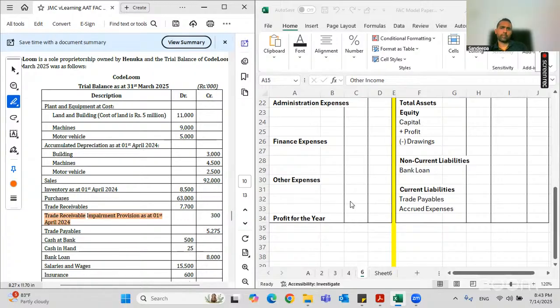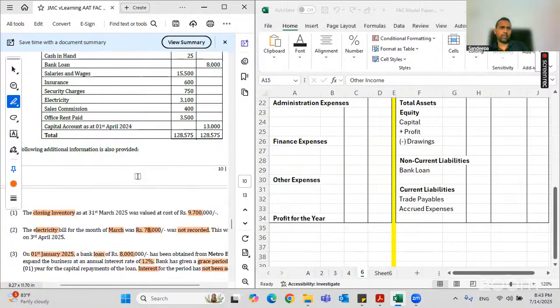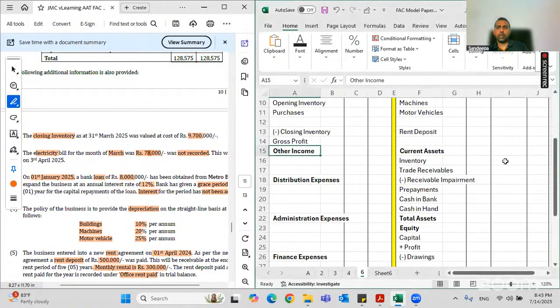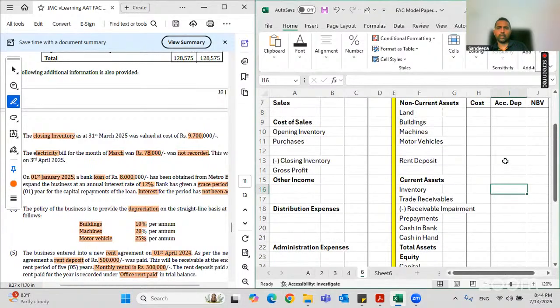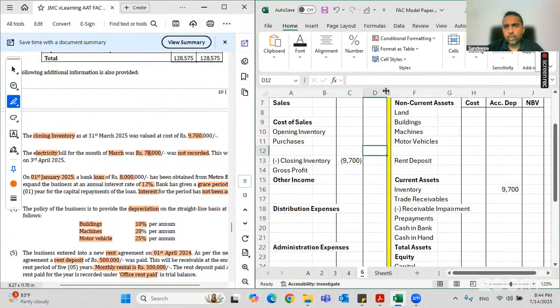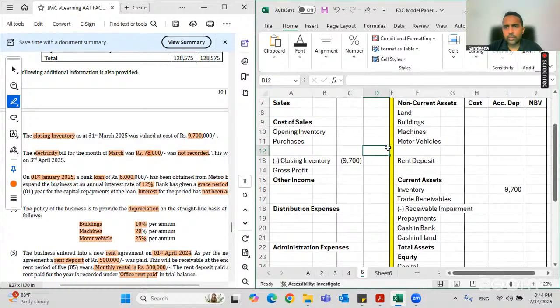Okay, right. We'll start with the additional information now. First one, they are saying closing inventory is 9,700. Inventory is an asset, so we need to recognize the asset. So debited to inventory, credited to cost of sales. Very easy.